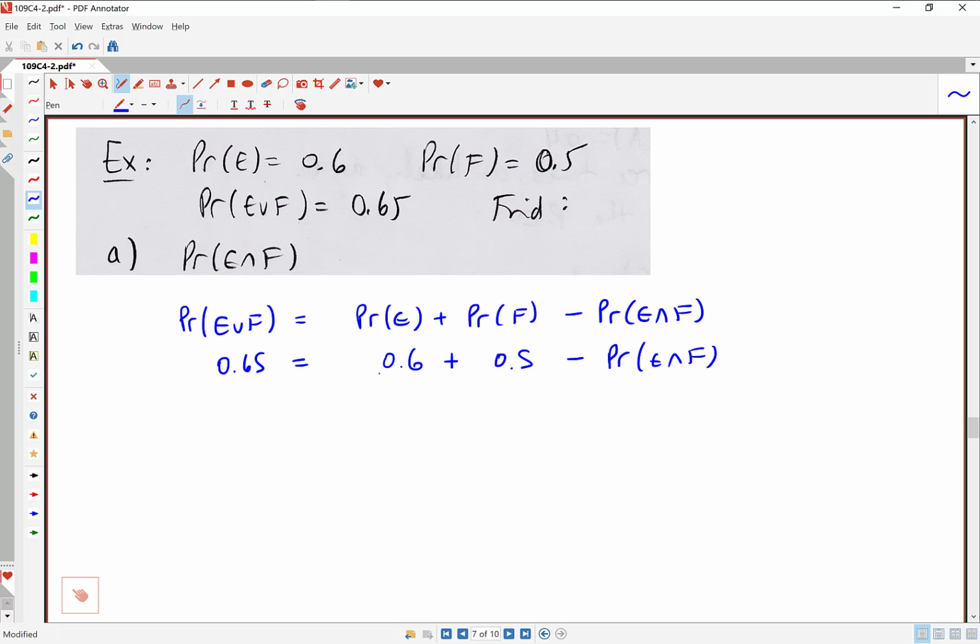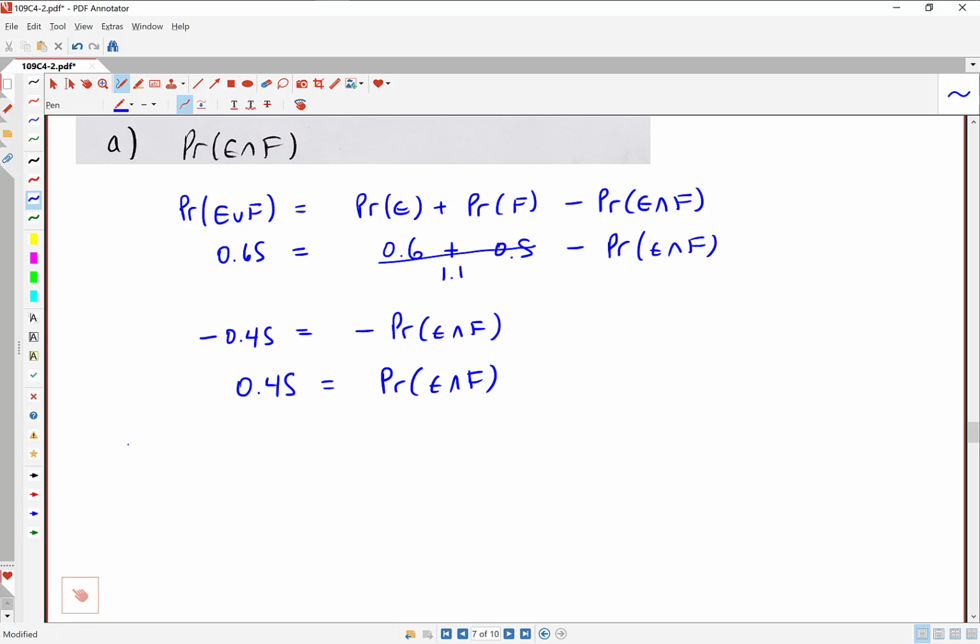So the 0.6 plus the 0.5, you can add those together to give us 1.1, and let's subtract 1.1 from both sides. So we're going to have negative 0.45 is equal to negative probability of E intersect F, and then we can divide through by the negative 1 to get our answer. So 0.45 is equal to the probability of E intersect F.